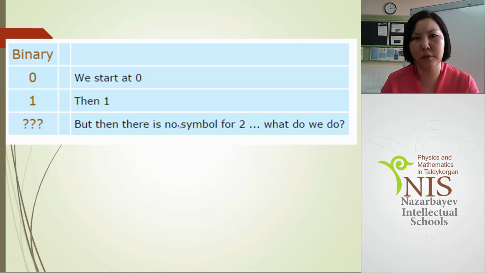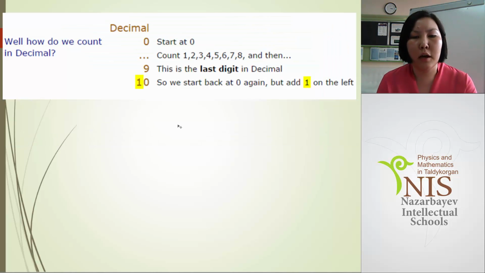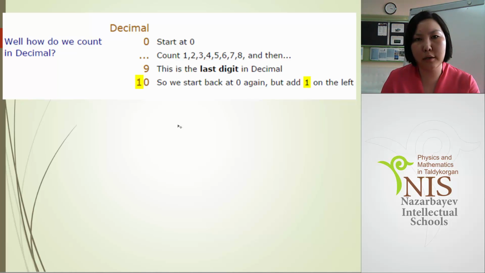What do we do instead of 2 in decimal? How do we count in decimal? We have to remember that first. We start at 0, then count from 1 to 8, and then the highest digit is 9 in decimal, and after 9 we start back at 0 again, but add 1 on the left.